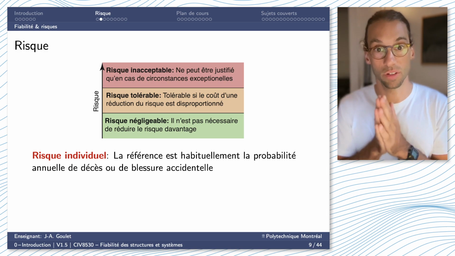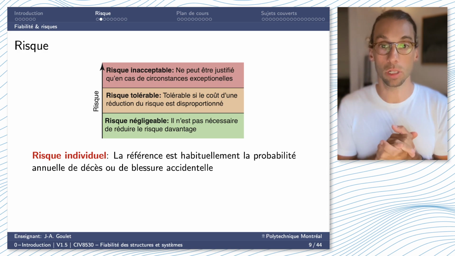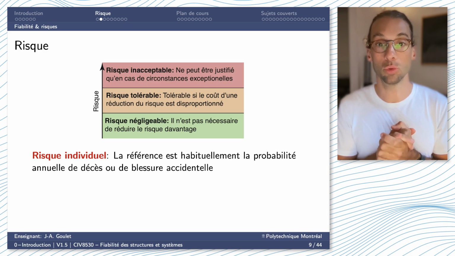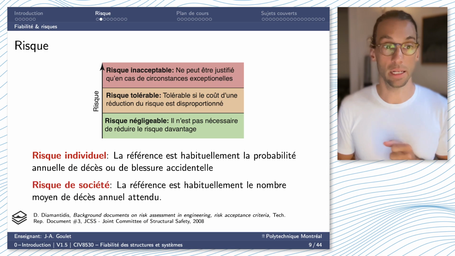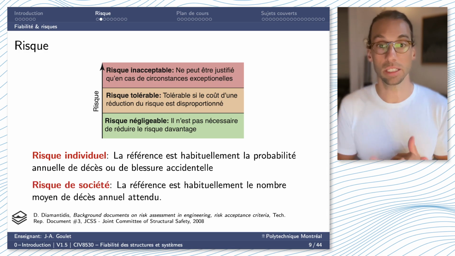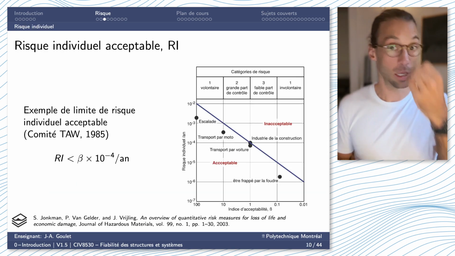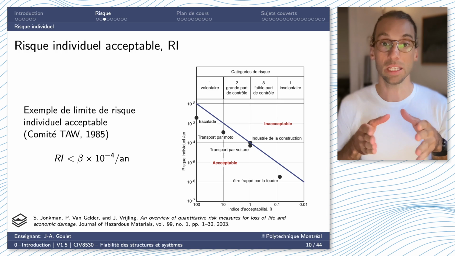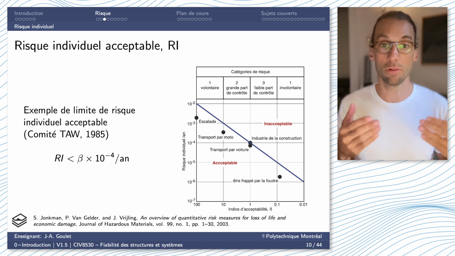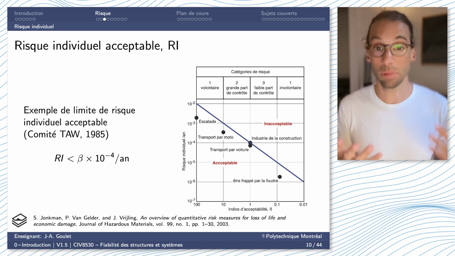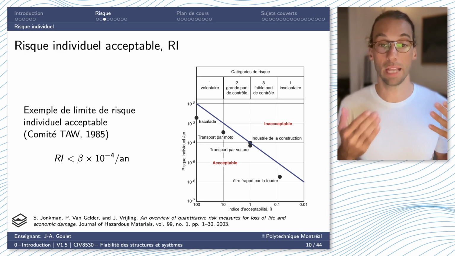So in terms of individual risk, the typical way of seeing this is the annual probability of death or harm that is caused by the event. In terms of society, risk is typically quantified by the average number of deaths per year. So if we look at the individual risk, we're going to see that the individual risk is modified according to the level of personal acceptability of the task we're doing.